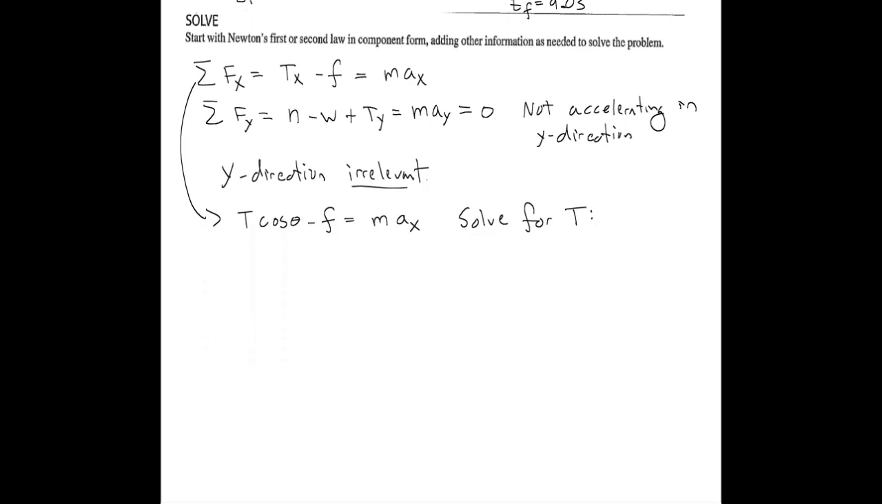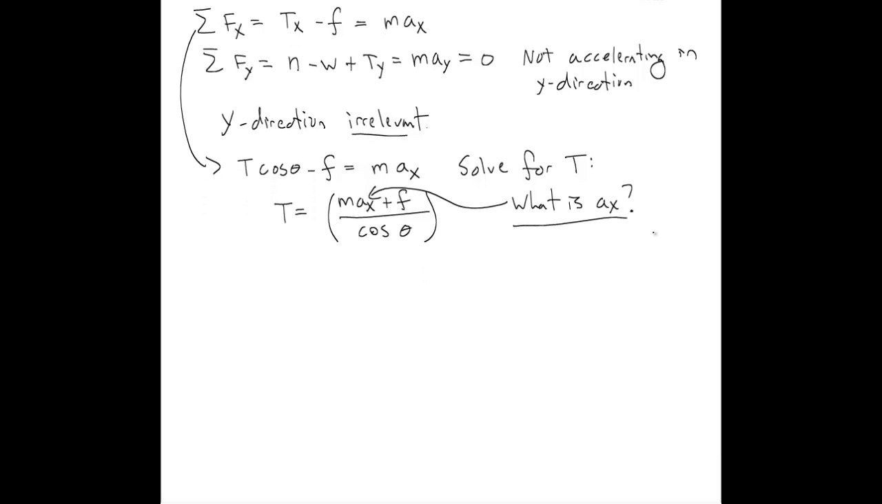So let's assume that we knew what the x acceleration was. Then T is the mass times the x acceleration plus the friction force, all divided by cosine theta. But as I just said, this is assuming we knew the acceleration in the x direction. So we need to find that. We need to do something to find the acceleration in the x direction. That's going to be our central problem now. What is the acceleration in the x direction? And for that, we're going to use 1D acceleration problem-solving methods.